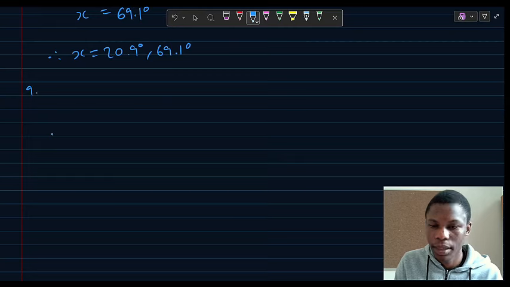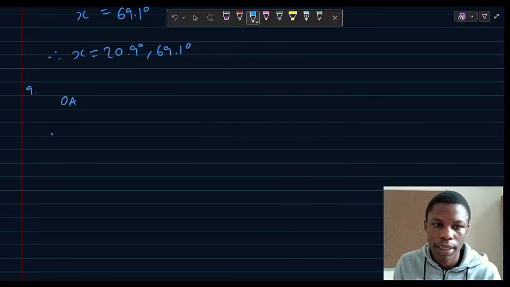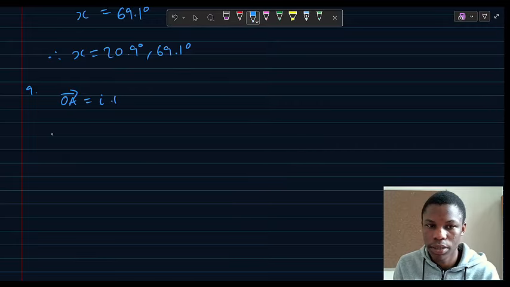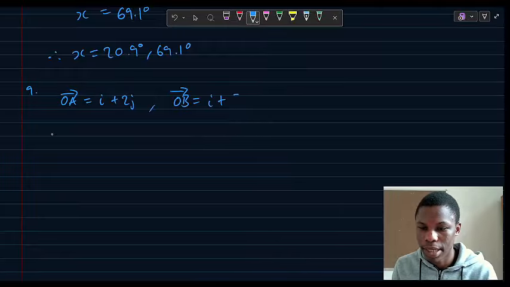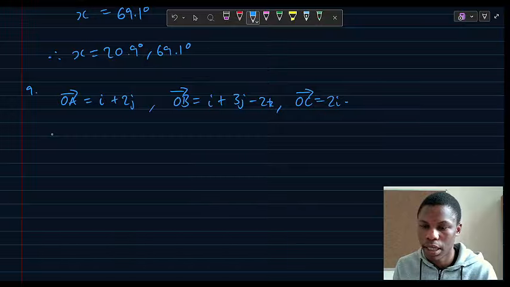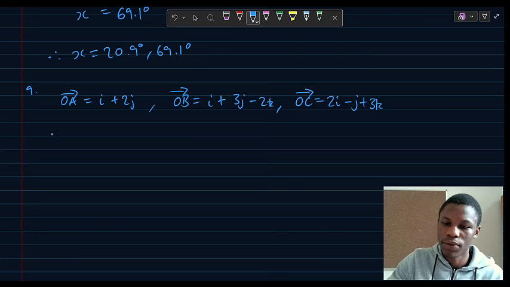Question number 9. With respect to the origin, all the points A, B, and C have position vectors given by OA is i plus 2j, OB is i plus 3j minus 2k, and OC is 2i minus j plus 3k. Line L passes through B and C. Part A says find a vector equation for L.